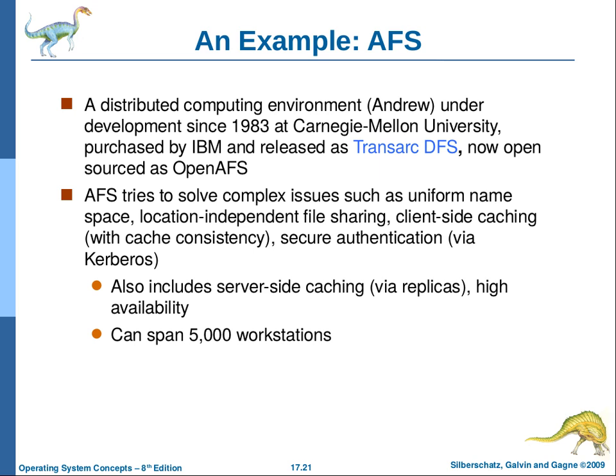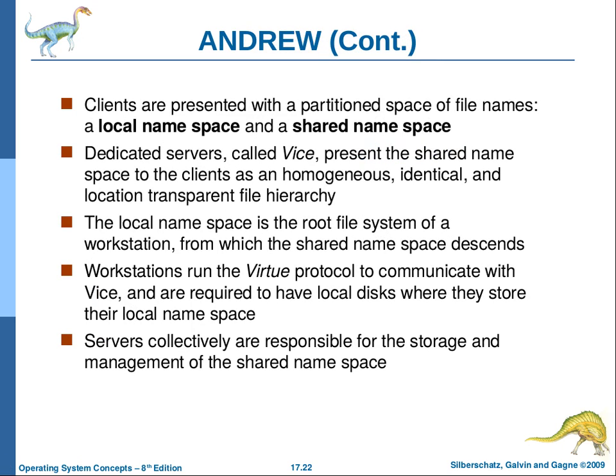It tries to solve basically all the issues we talked about, including server-side caching and keeping high availability, and it can span thousands of different machines. Clients have a partition of files. They have their local space and a shared space. You have servers called Vice, which present the namespace to clients as a homogeneous, identical location.